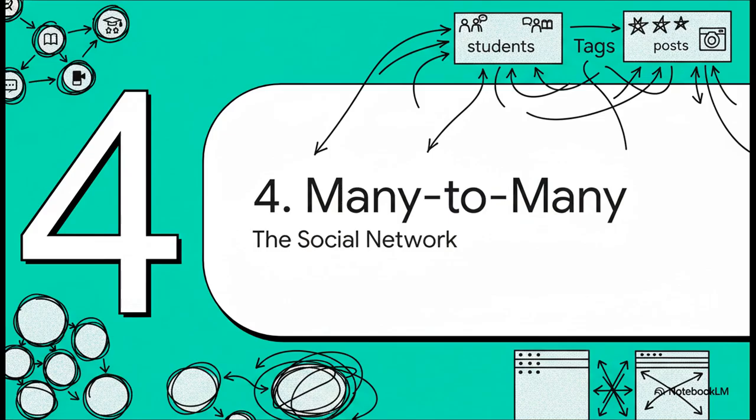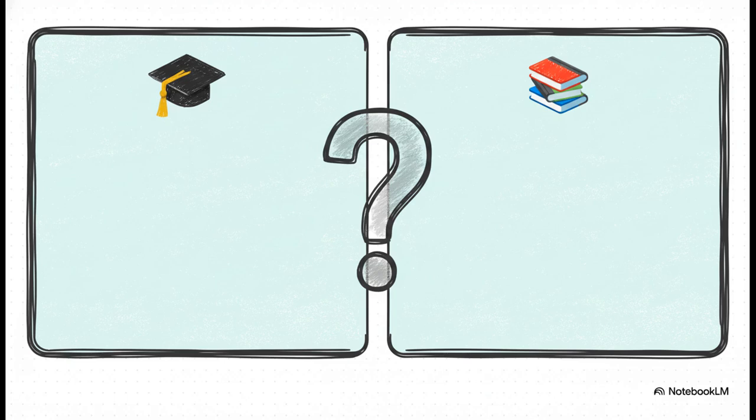Okay, let's tackle the last one. It's the most complex, but it's also incredibly powerful, the many-to-many relationship. This is how databases handle really complex connections, like students in all the classes they take, or all the tags on a social media post. So let's set up the problem first.